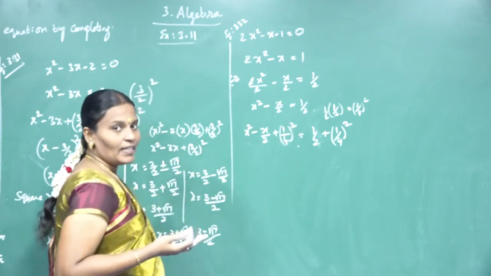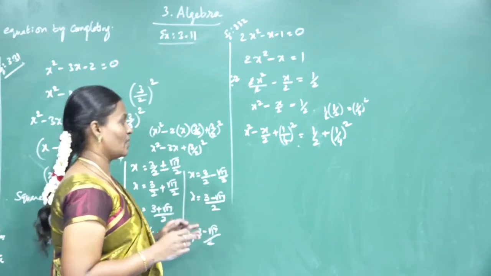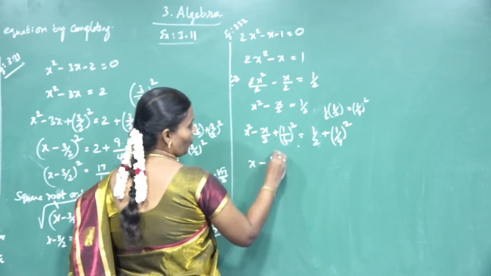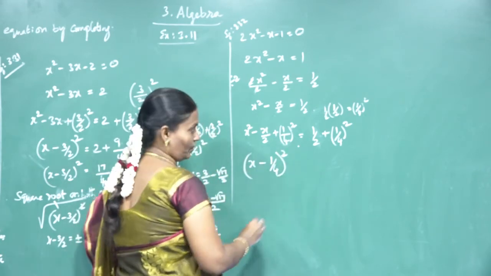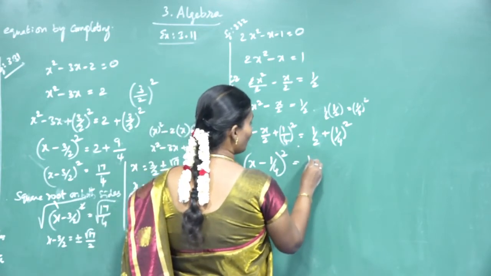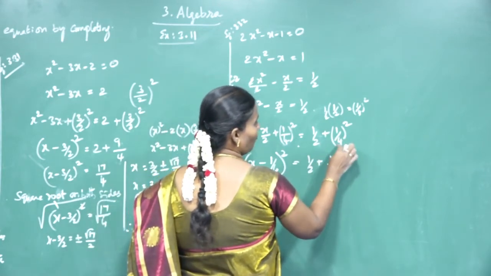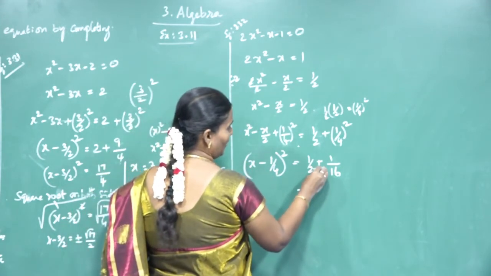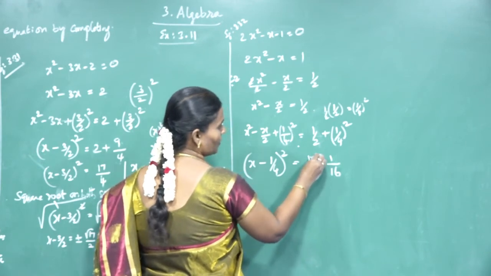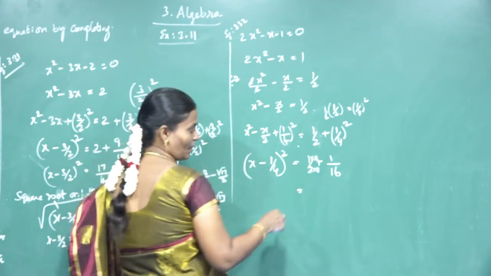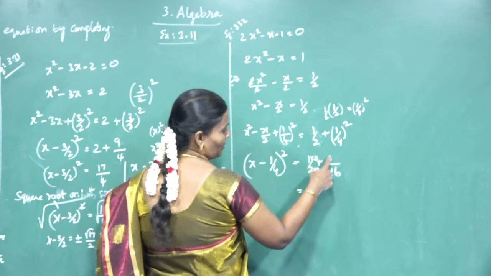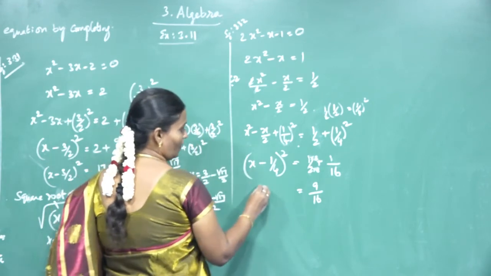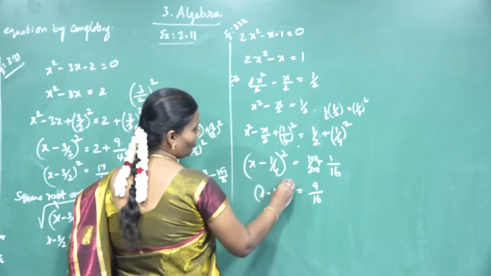So can we write a minus b the whole square form? Yes. Okay. So x minus, what is b? 1 by 4. x minus 1 by 4 the whole square. This is equal to, here 1 by 2 plus 1 by 4 square is 16. Okay. So here multiply this by 8. So 8 2s are 16. So numerator and denominator multiply by 8. So 1 times 8 is 8. 8 plus 1 is 9. 9 by the common denominator 16.